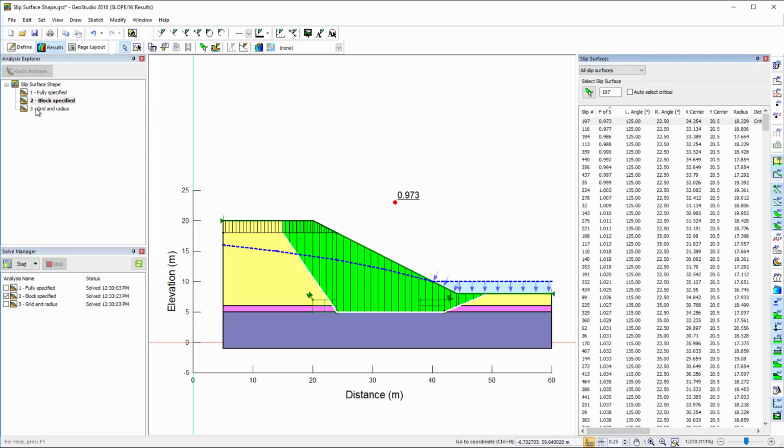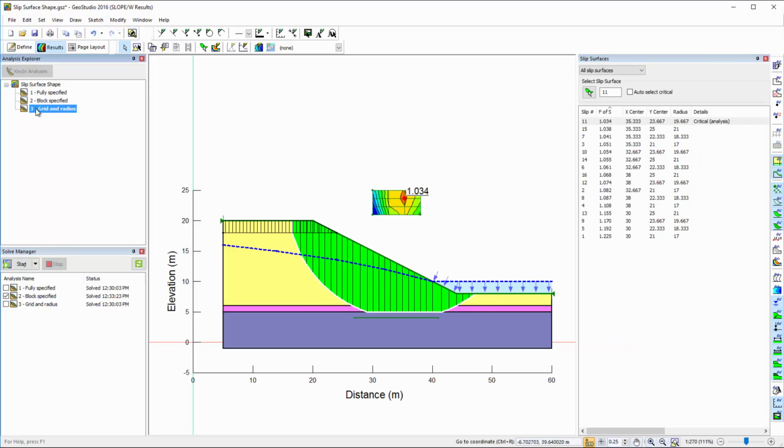The grid and radius method used in the third analysis creates much smoother slip surfaces. Consequently, there are no convergence issues in this third analysis, and SLOPE/W was able to compute a factor of safety for each slip surface.